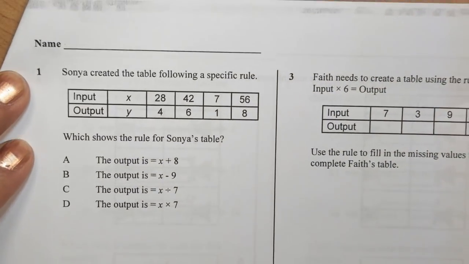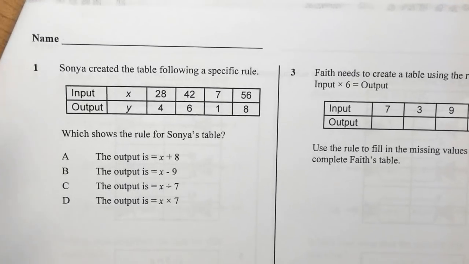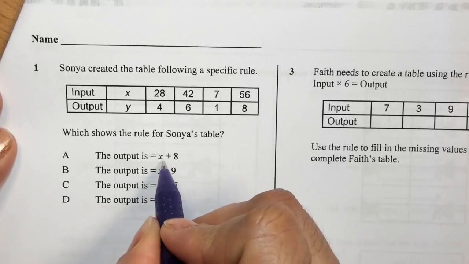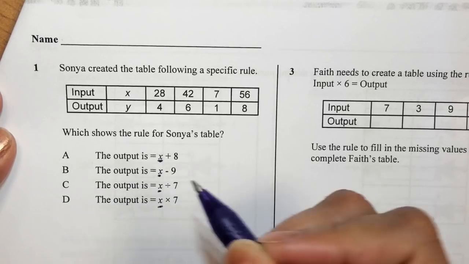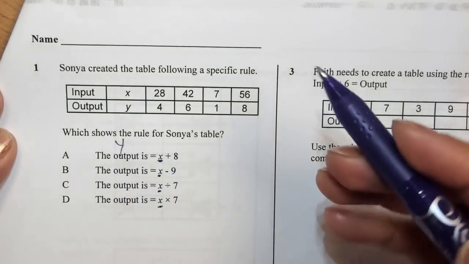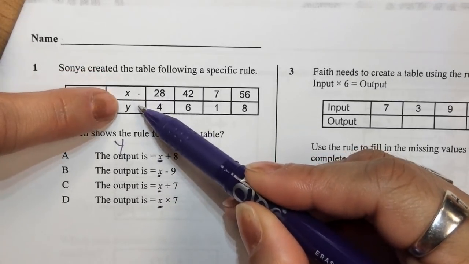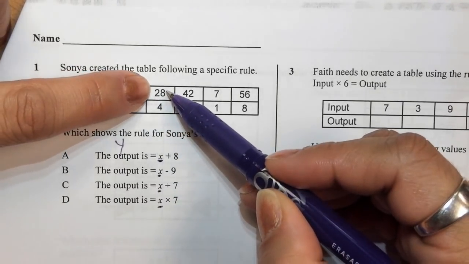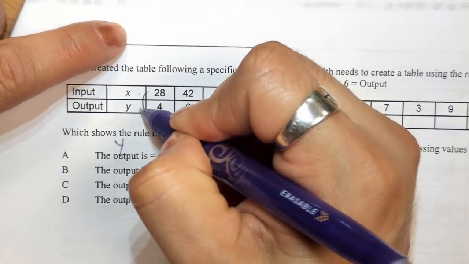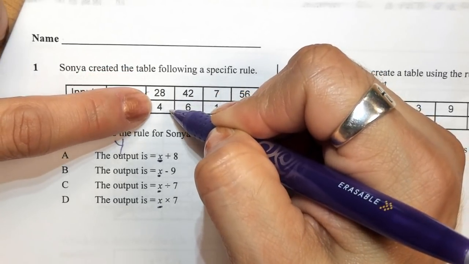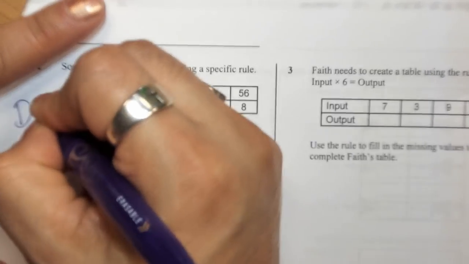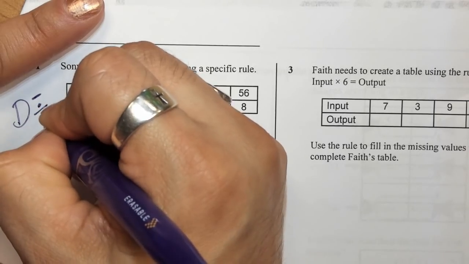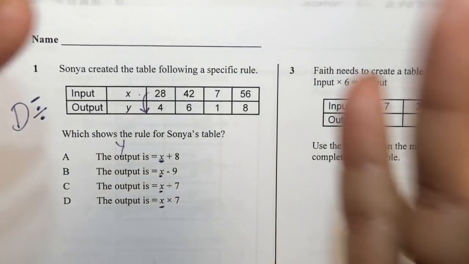Let's take a look at the next page. Sonia created the table following a specific rule. Now it's looking for the rule. What do I do to x to get the output? The output is y. What do I do to x to get to y? Same thing, input to output, but what are my numbers doing? I'm going from 28 to 4. Am I increasing or decreasing? This time I'm decreasing, so I'm either going to subtract or divide. Why? Because the numbers are getting smaller.